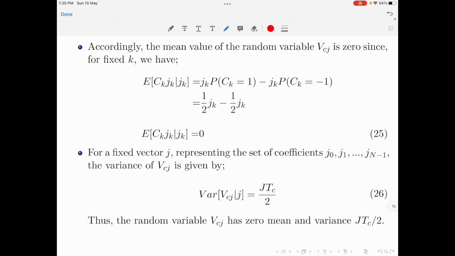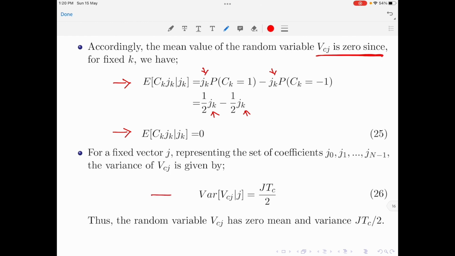Let us now find the mean of the variable Vcj. So, it is expectation of Ck into Jk given J is equal to Jk multiplied by probability of Ck equals 1 minus Jk multiplied by probability of Ck equals minus 1. I will retain Jk as it is in both these terms, but I will substitute for P of Ck equals 1 and minus 1, which are both 1 by 2. Therefore, the mean value of the variable Vcj is 0. This is also specified here.